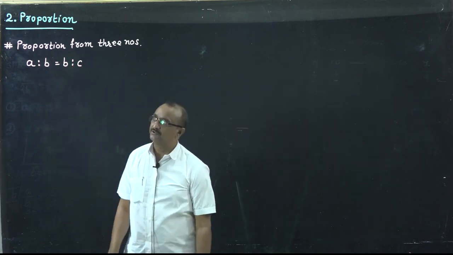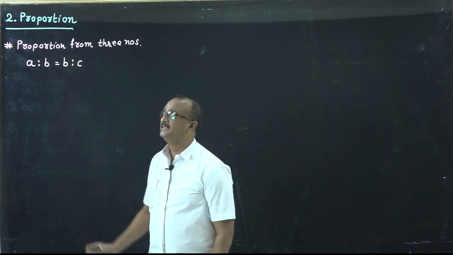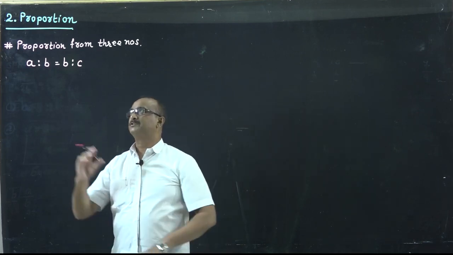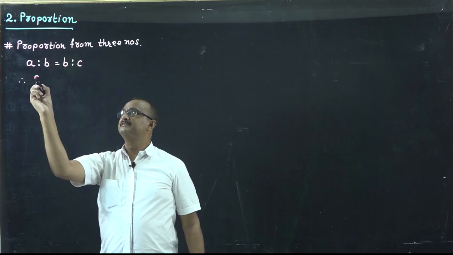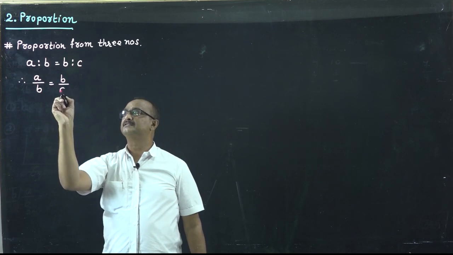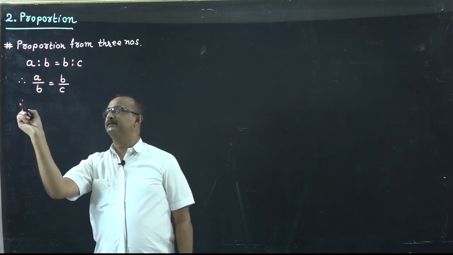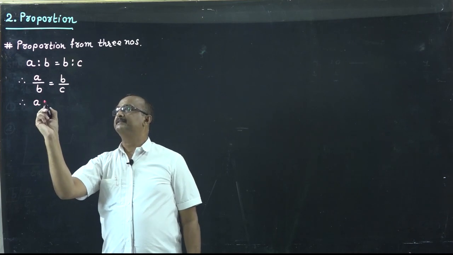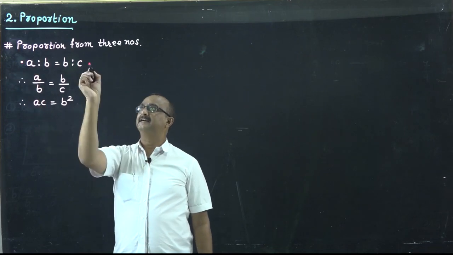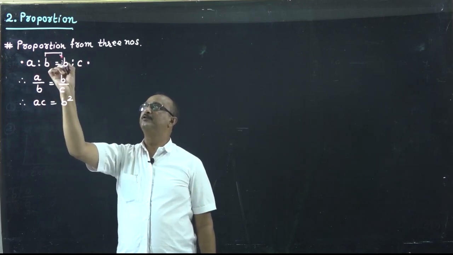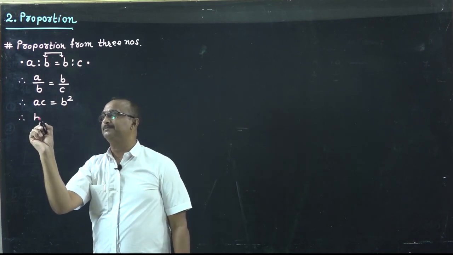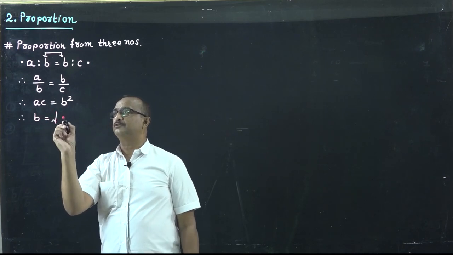Here there is no fourth number, only three numbers A, B and C. It can be written as A is to B equal to B is to C. So, if we solve this, A upon B is equal to what? B upon C. By cross product, we can write AC is equal to B square. A and C are extremes while B is the mean. So B square equals AC. We can also write that B is equal to under root of AC.